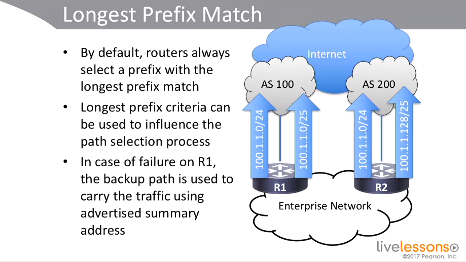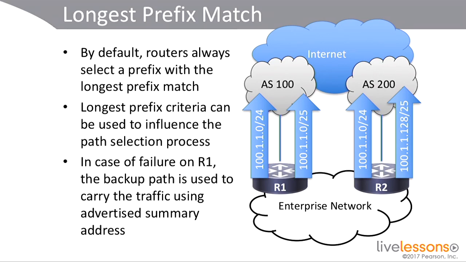Also, the path selection mechanism kicks in on the reception of a new path for a particular route. Say a path is already present for the prefix 100.1.1.0/24, but if you inject another path for the prefix 100.1.1.0/25, it will influence the path selection mechanism for the prefixes 100.1.1.0/24 and 0/25.